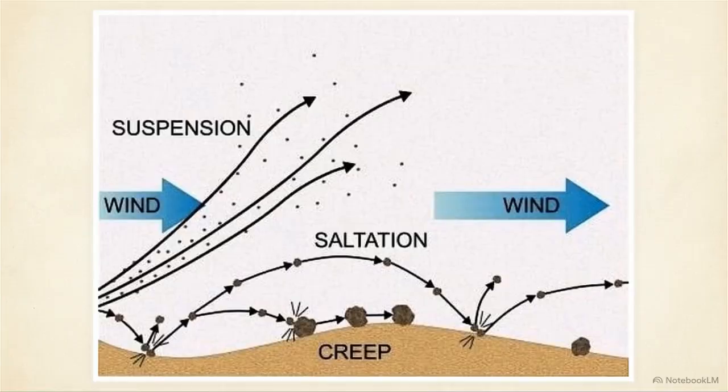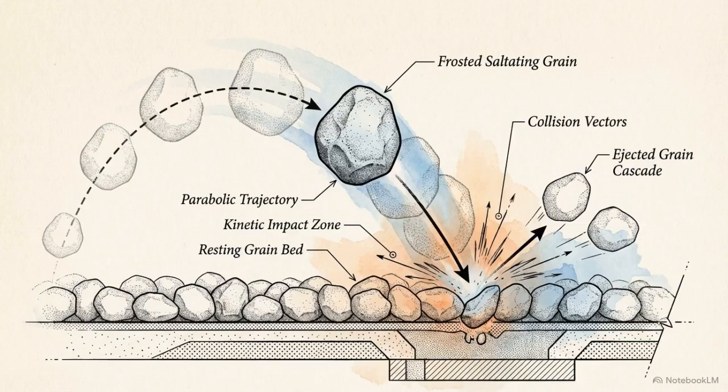This diagram outlines 3 wind transport modes, gated by sediment size. Particles under 0.05 millimeters move via suspension, lifted across vast distances. Grains up to 2 millimeters undergo saltation, bouncing downwind. Larger grains move via creep, rolling along the ground. Saltating grains act as kinetic projectiles, creating a cascade effect that explains the threshold paradox.